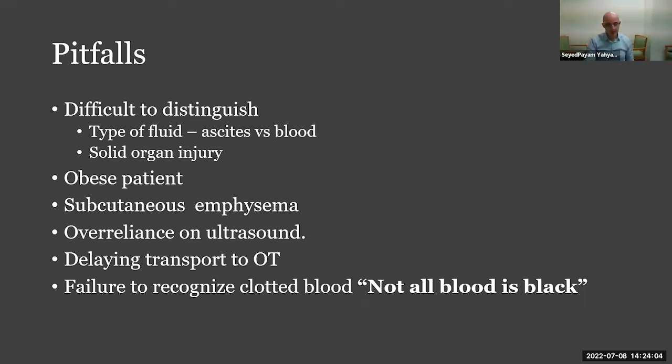The last thing is sometimes blood can be missed because of the misconception that blood should be anechoic. Obviously the clot is already formed, especially in trauma which is not super acute. If it's several hours after the injury, it can already be clotted, so it might be echogenic.